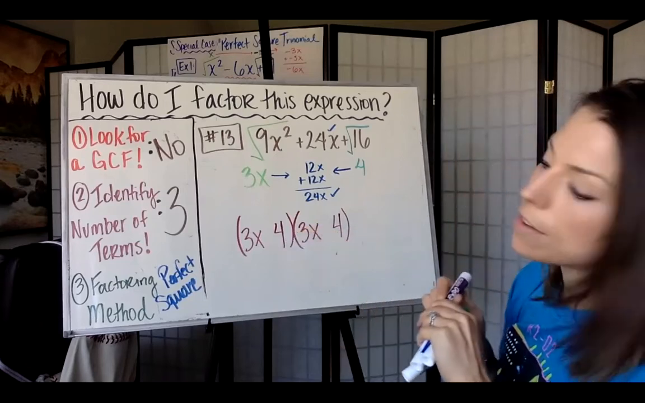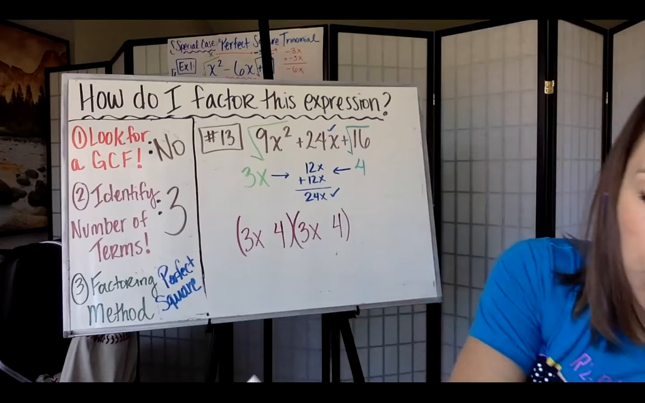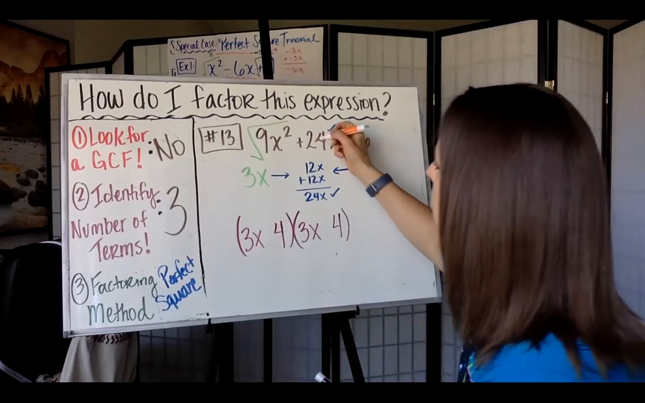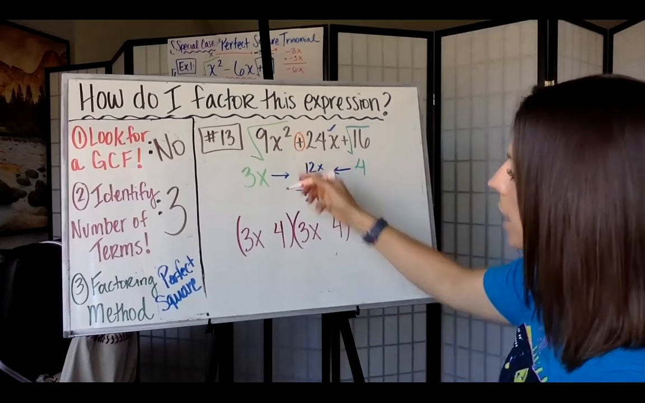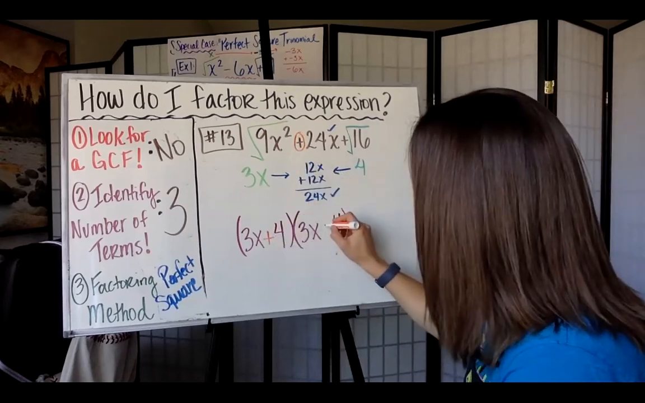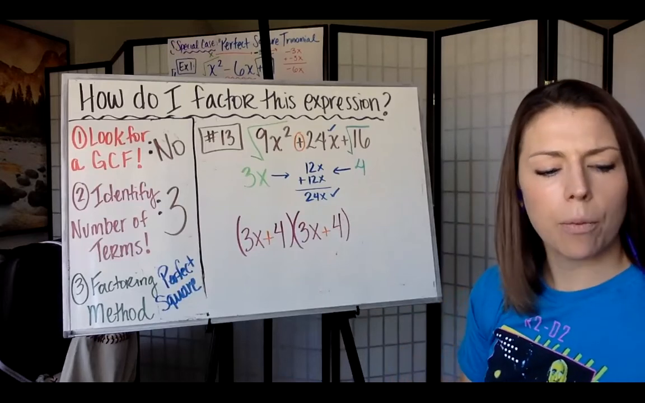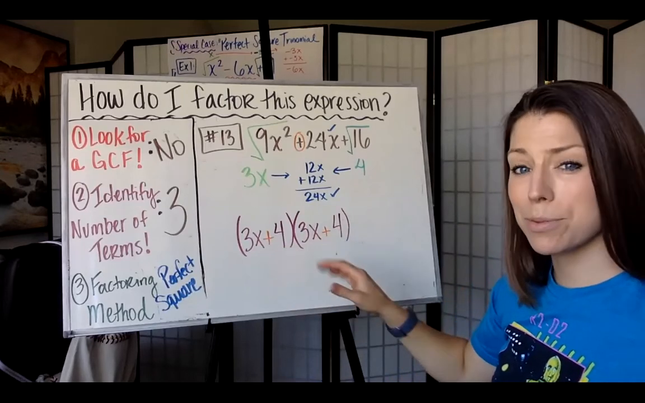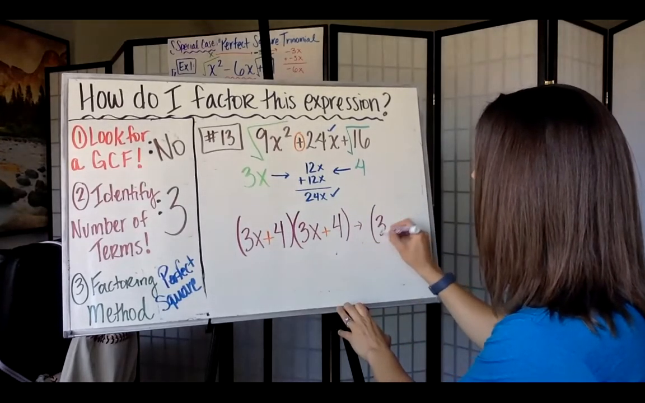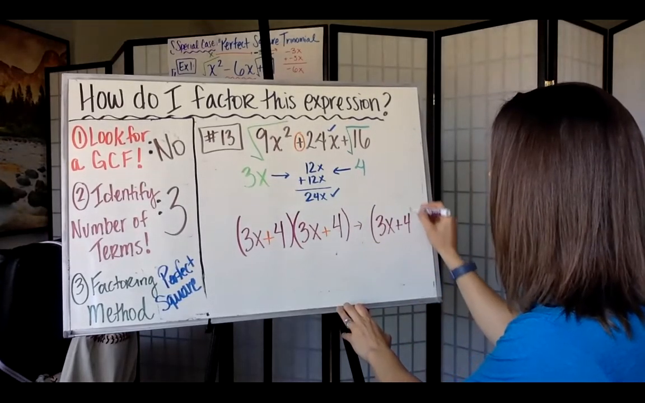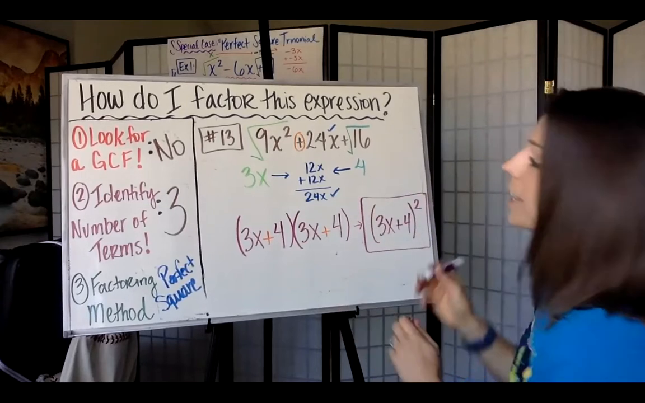Now, how do we know if this is addition or subtraction? You look right here. Was the middle term positive or negative? Oh, look, the middle term is positive, which tells us that both of our binomials are positive. Now, what does 3x plus 4 times 3x plus 4 actually mean? It means 3x plus 4 squared. And that's your final answer.